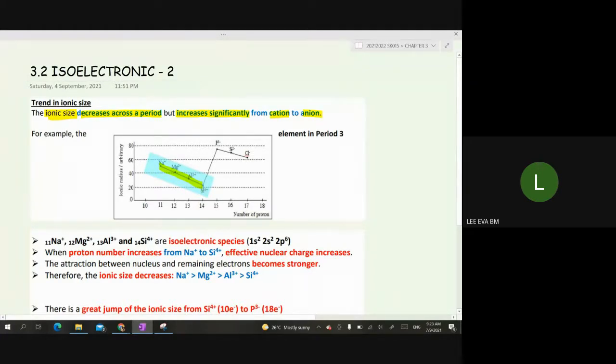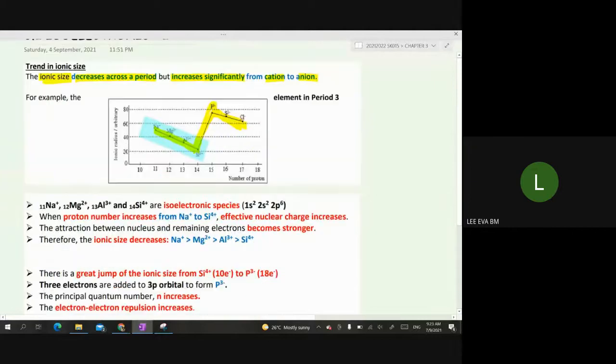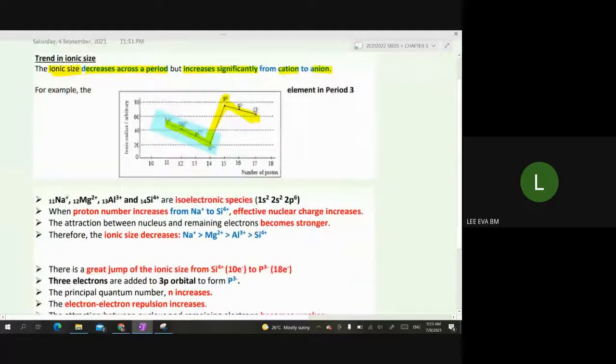Okay, but up until silicon, there is a great difference between silicon 4 positive and phosphorus 3 negative. So what happens over here? We need to explain. Okay, and then after that, again, a similar trend, decreasing. Ionic size decreasing. Then we have to talk again about the ionic species. So look at the explanation, similar to just now.